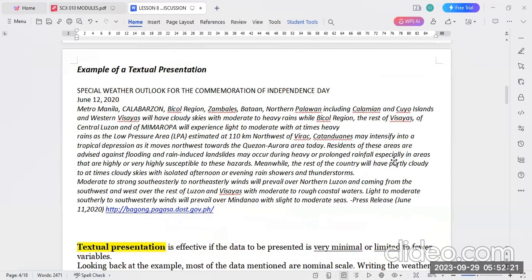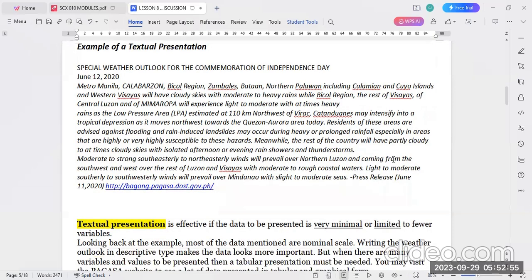So this is an example of a textual presentation. The title: Special Weather Outlook for the Commemoration of Independence Day, June 12, 2020. As you can see, it is narrating the weather outlook for the commemoration of Independence Day. And it consists of text, phrases, and paragraph form.